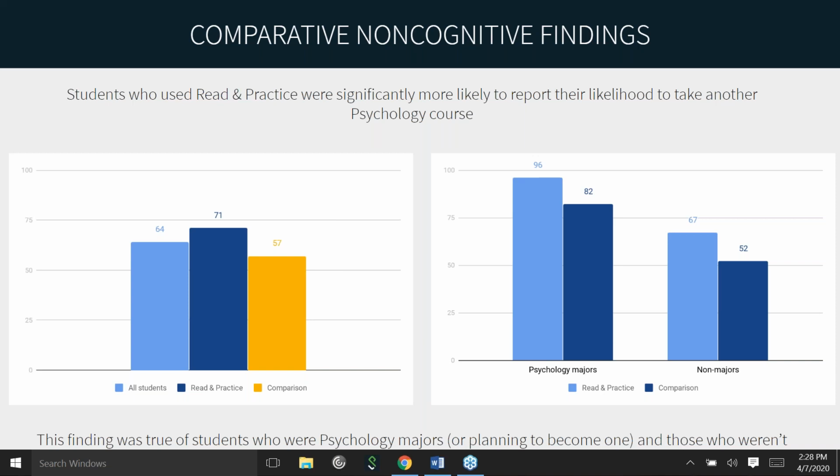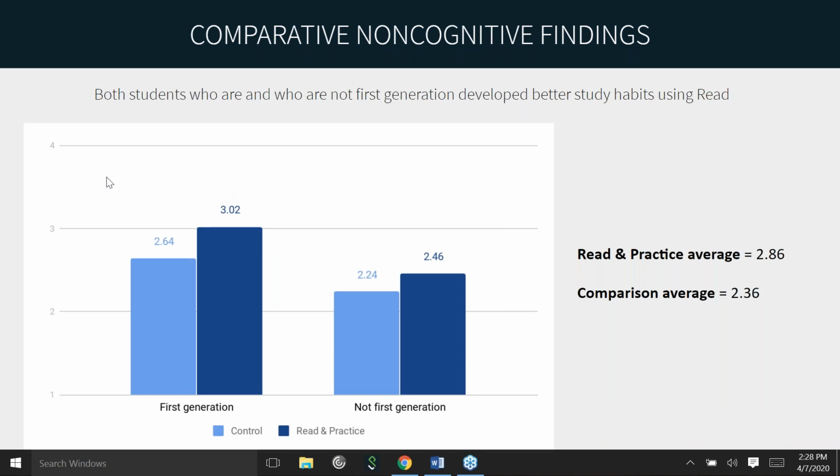So essentially what that means is that even within whether or not a student was a major in psychology, the discipline studied here, the students who used Read and Practice were more likely to indicate they would take another psychology course. And then lastly, what we wanted to look at were study skills.